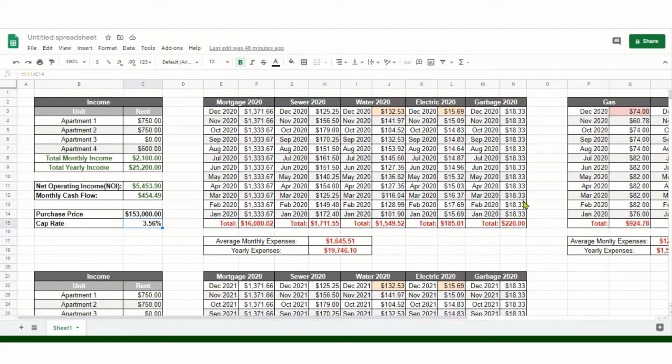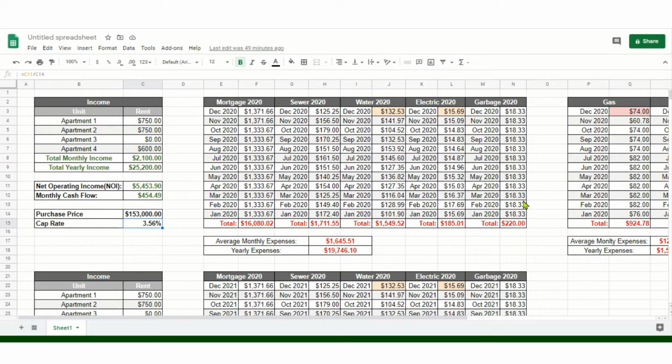What I wanted to do here is, I actually did this for myself, and I thought it would make a cool video of how to calculate cash flow and your net operating income, expenses and everything for a multi-unit property. I did this actually out of necessity. I had to put this together.